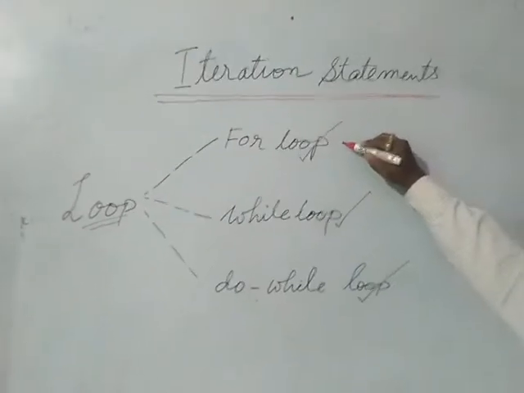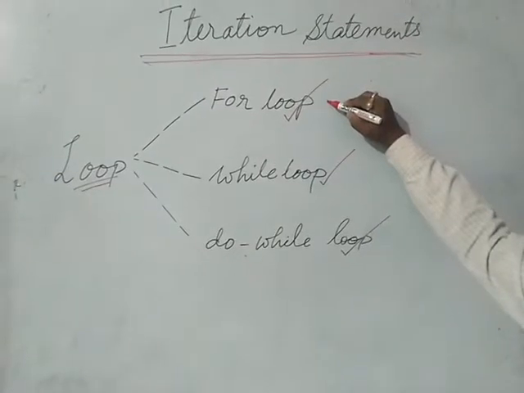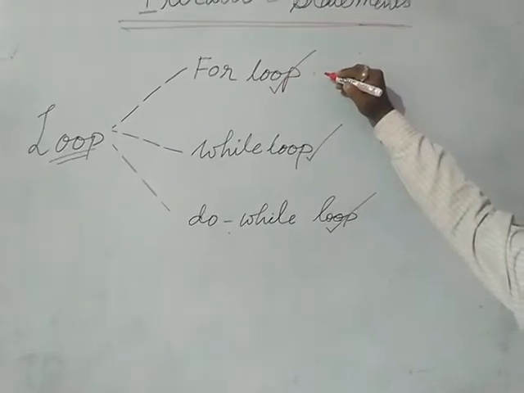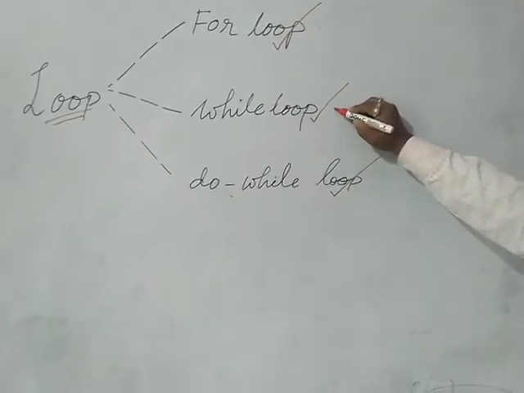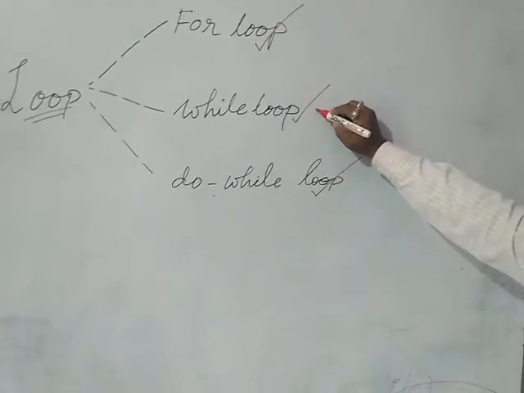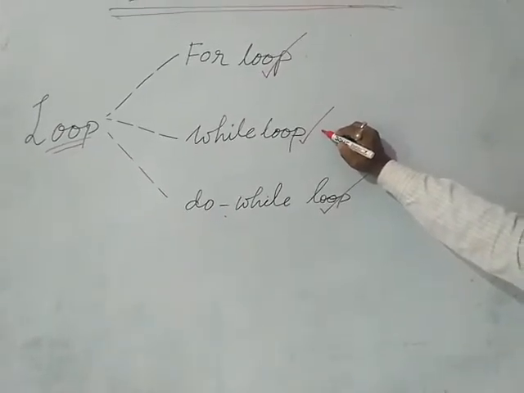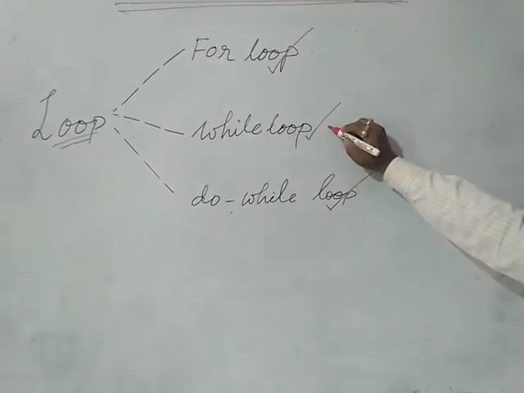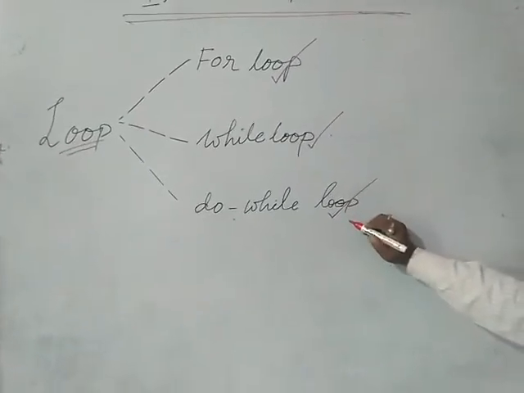Now this for loop is executed when the user knows how many times the loop will be executing. For example, if we want to print the even numbers from 1 to 100, always we'll go for the for loop. In case of while loop, we'll use it in a situation where we know that we have to use a loop, but we don't know how many times the loop is to be repeated. For example, to check whether a number is palindrome or not, Armstrong number, to reverse a number, we use the while loop. Similarly in the do while loop.